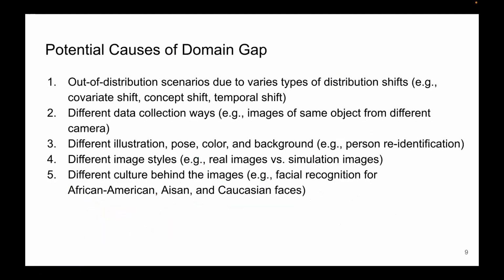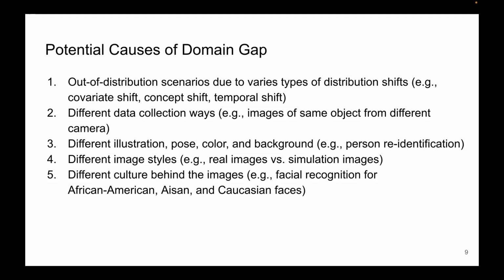You may wonder why this kind of domain gap will occur in reality. There are many, many different reasons. In general, you can think about the out of distribution scenarios, right? There are various types of distribution shift, such as covariate shift, meaning that the feature distributions from source domain and target domain are quite different. And concept shift. For example, you have 10 classes for training in your source dataset, but in a target dataset, you may have 11 or 12 or even more classes. This kind of shift, we call it concept shift.